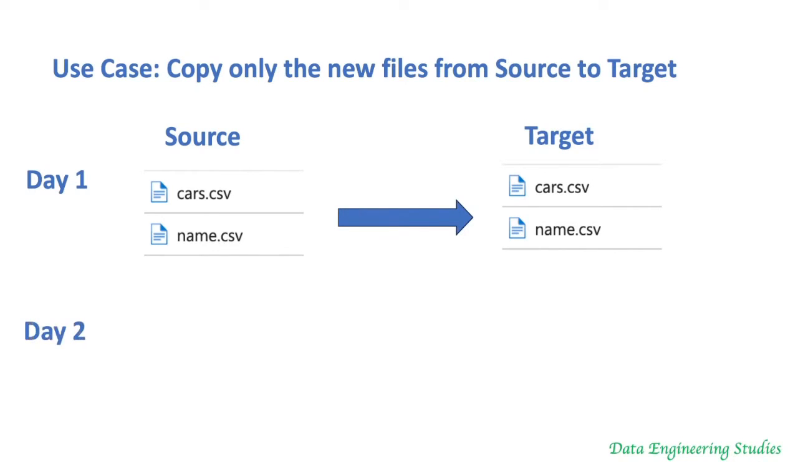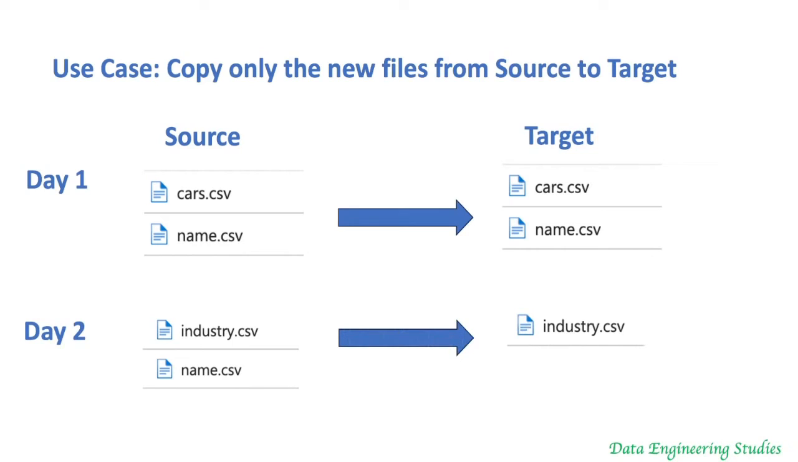On day 2, we again get two files, industry.csv and name.csv. Since name.csv is already in the target, we are loading only the industry.csv in the target and we are not going to overwrite the names.csv which is already in the target. We are going to load only the new files from source to target.